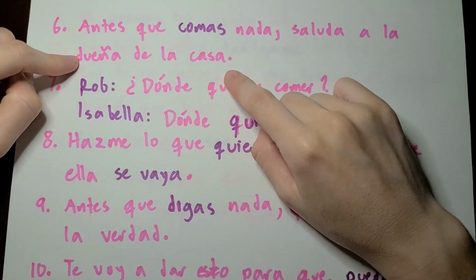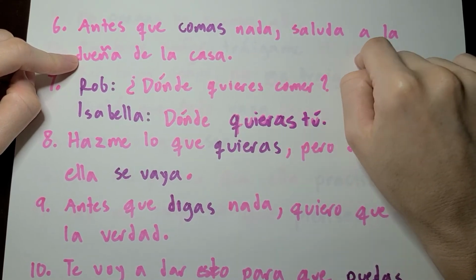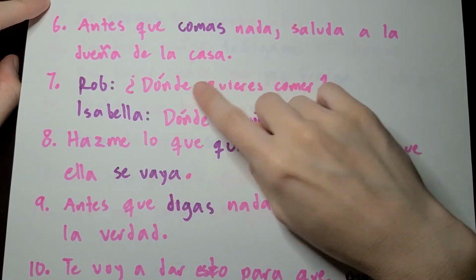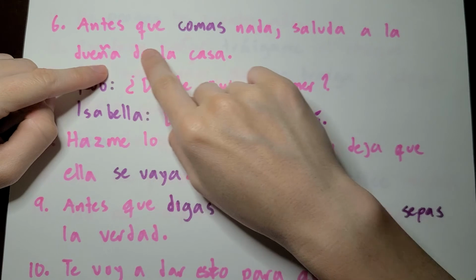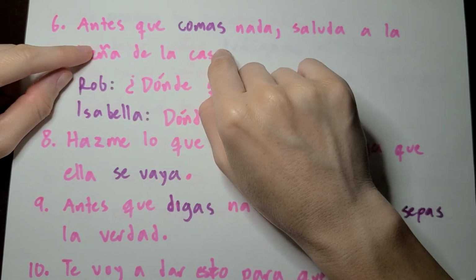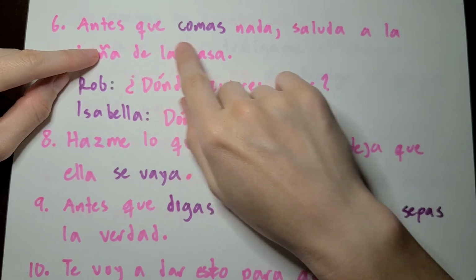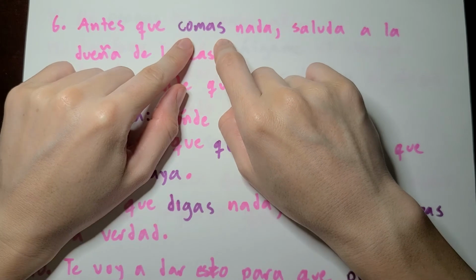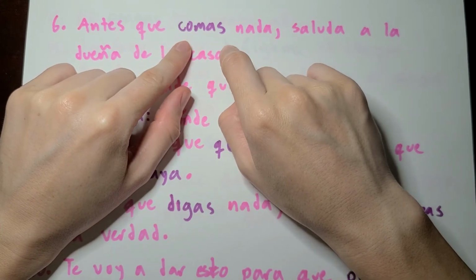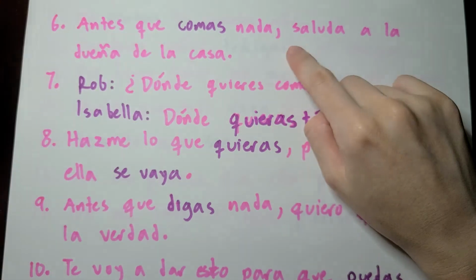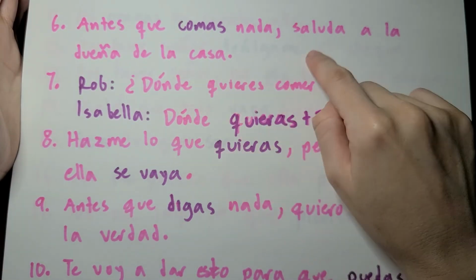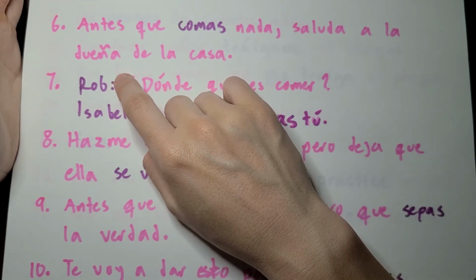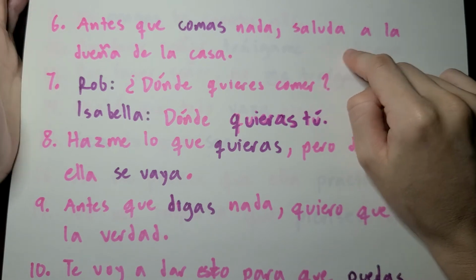So here we have, antes que comas nada, saluda a la dueña de la casa. So before you eat anything, greet the owner of the house. So antes que, this is a triggering expression and you need to follow it with the subjunctive. Antes que. So antes que comas nada, comer means to eat. So comas means you eat in the subjunctive. Before you eat anything, saluda a la dueña de la casa. Greet the owner of the house. Dueña means owner in the female form. Dueño also means owner. Saluda comes from saludar, which means to greet.